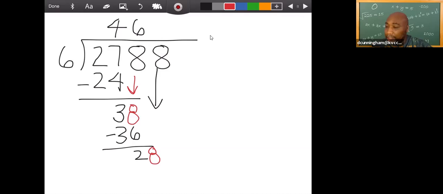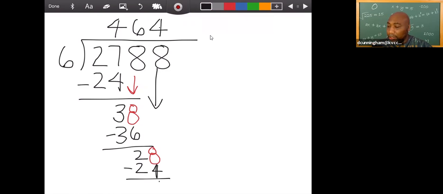Now we want to see how many times the 6 goes into 28 without going over. We know 6 times 4 is 24. We've been working with that. 6 times 5 is 30. So it must be 4 again. So here we go with a 4. So notice I put the 4 above the 8. 6 times 4 is 24. Subtract.